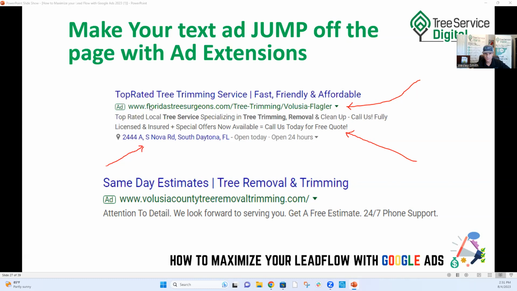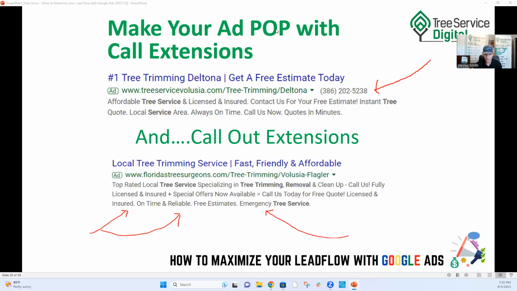Now you've got your headline, you've got your URL for the landing page, and you've got your description here, and then you've also got an extension to your Google business profile. So that also puts another layer, another line in there for you. So that's really helpful too. So just do everything you can with ad extensions. It really helps make it stick out a little bit further. Same day estimates, tree removal and trimming. Here's call extensions. A call extension is something else you can add in the Google campaign as you're building it out. And sometimes people on the mobile search will just literally click on that link for the phone number and just call, right?